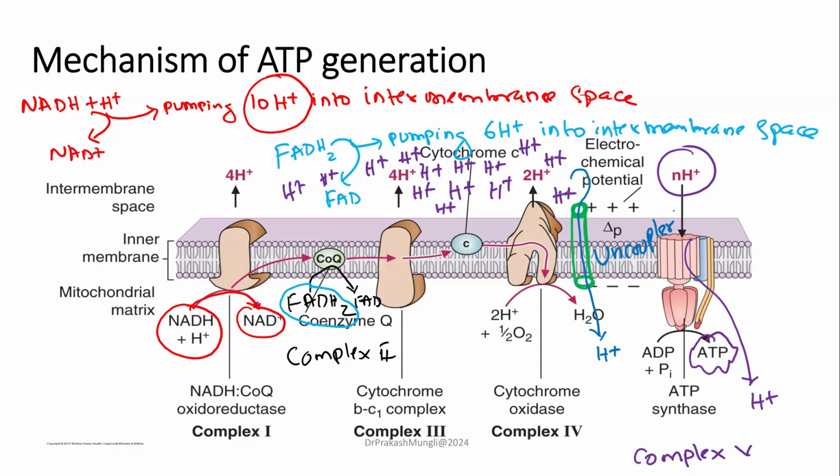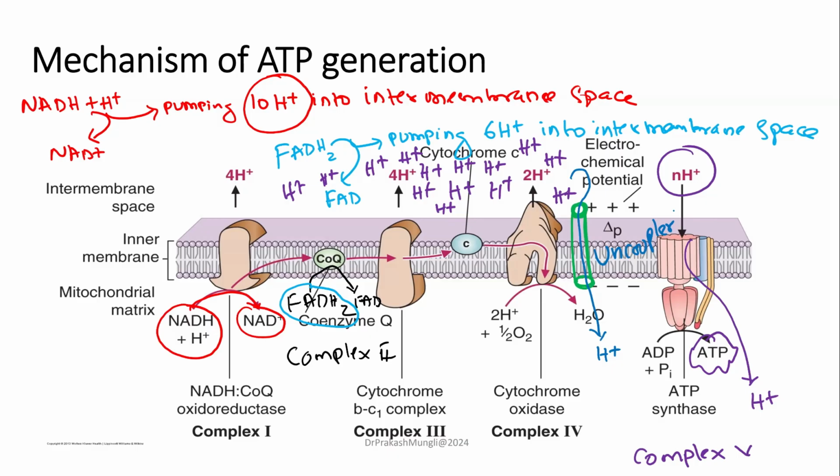Okay. So uncouplers, what do they do to your inner mitochondrial membrane? They simply allow free flow of protons. Is it not? Uncouplers simply allow free flow of protons through the inner mitochondrial membrane. So that's why we won't be able to build the gradient. We'll come to know the different types of uncouplers that we need to remember.